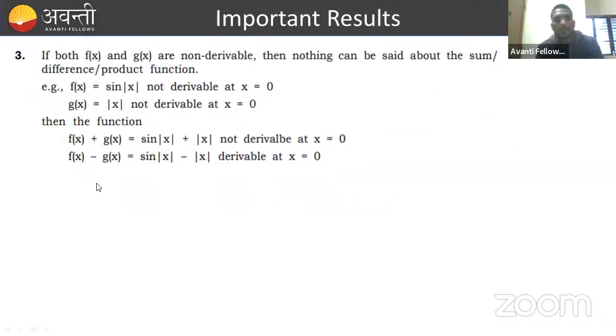Suppose there are two functions f of x and g of x, both are not differentiable, then what? Then we can't say anything about the sum, difference or product. It varies from function to function. In some cases, even if both are not differentiable, the sum, difference or product can still be differentiable. In most cases it will not be differentiable, but in some cases it will be. That we have also already seen in the previous classes.